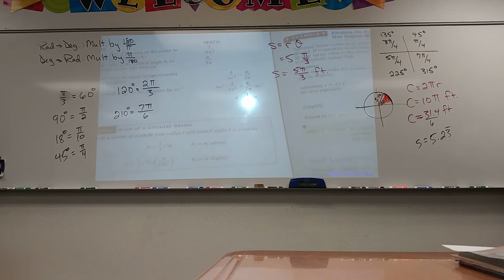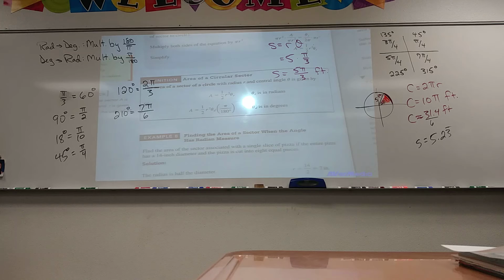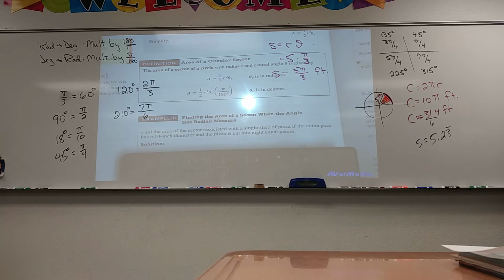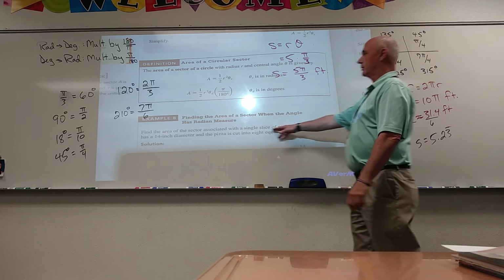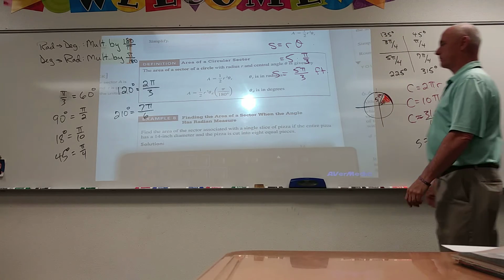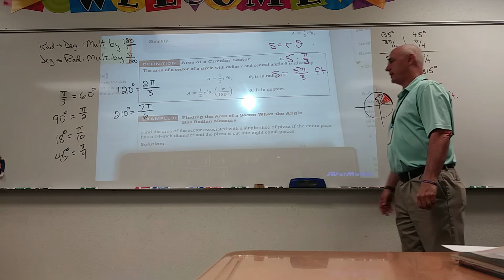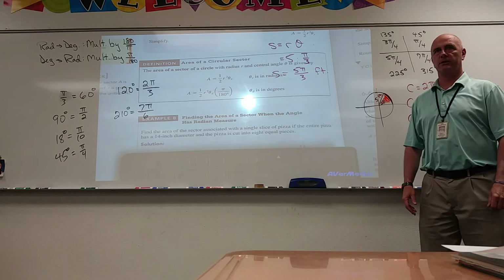And then we start to come over here and talk about a pizza. I like pizza. So let's talk about this question right here. Find the area of the sector associated with a single slice of pizza, if the entire pizza has a 14-inch diameter and the pizza is cut into 8 equal pieces.